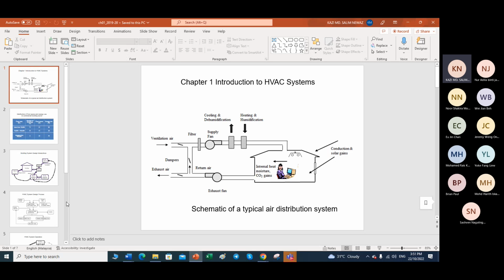So to minimize it, following the standard, people should not feel uneasy, and the air conditioning purpose will be met. Accordingly, the percentage will be mixed with the ventilation unit, and then it will follow the loop. So this is more or less the schematic of a typical air distribution system.